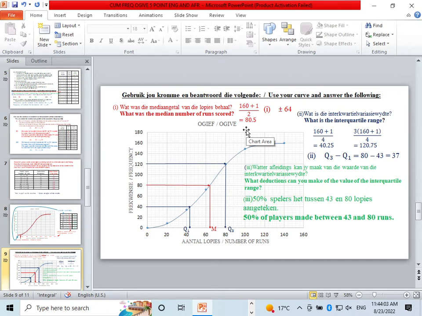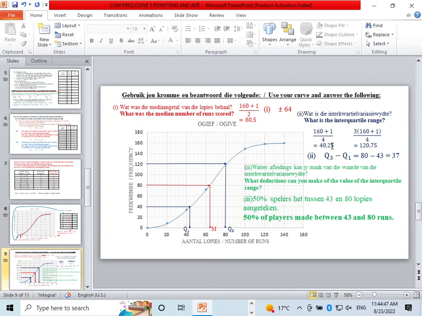Use your curve and answer the following. Alright, what was the median number of runs required? You get the position, 80,5. Then you go, and this is also an estimate, because you're going to use your graph. You go to the frequency side, the Y values, and then you go and read it off there. That gives you the median, plus minus 64.